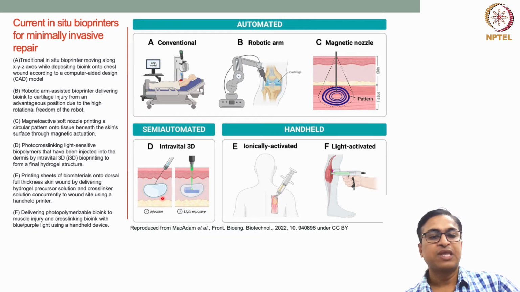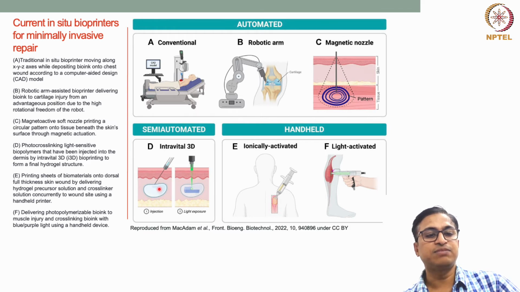Other than this, semi-automated bioprinting techniques can also be employed. Photo cross-linking, light-assisted or light-sensitive biopolymers can be injected into the dermis by intravital 3D bioprinting, and then a light can be passed to this defect for bioprinting of these structures. So this kind of thing is very powerful.